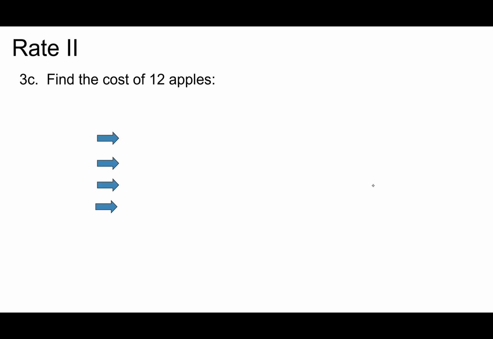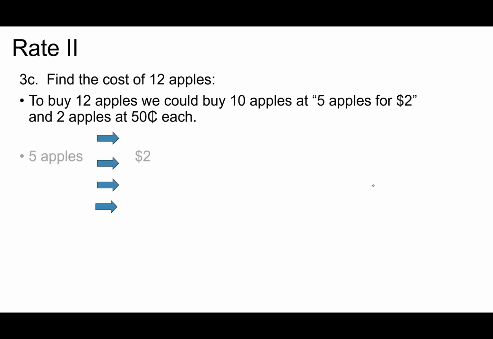What if I want to buy 12 apples though? Now what do I do? Uzziah? Well, no, 1 apple is 50 cents. Let's start with our multiples of 5. Do I have multiple groups of 5 in that 12? Okay. Yes, I do. So we know 5 apples is $2.